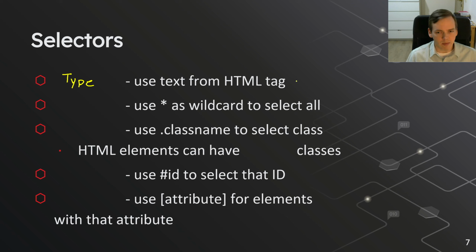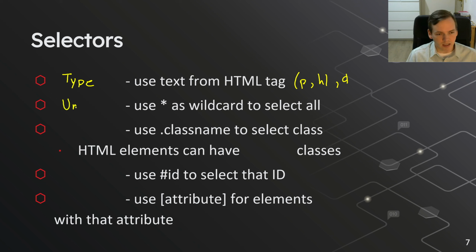The first is a type. So we can use an HTML tag. You can have it refer to everything with a P, or all H1s, or all A's for links, or any other HTML tag that we've learned. You can use that text as one of your selectors.